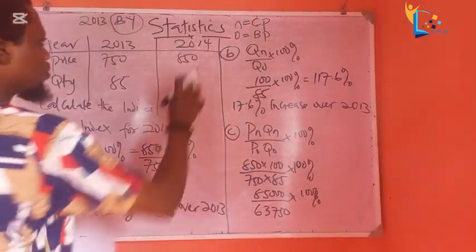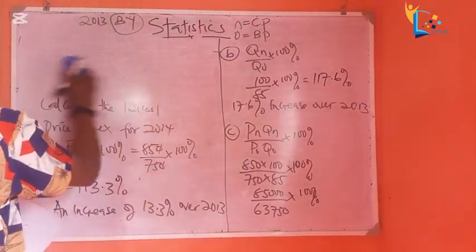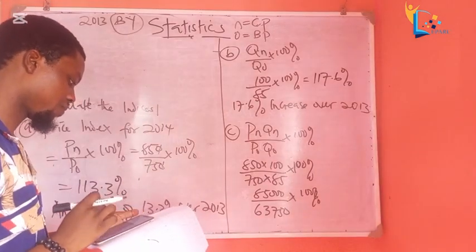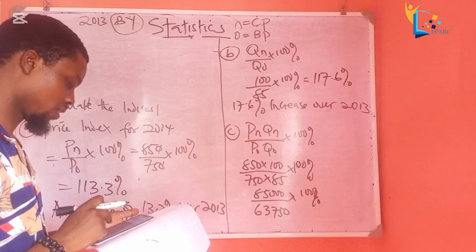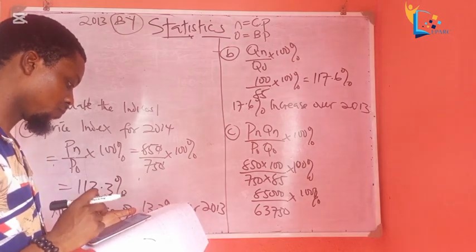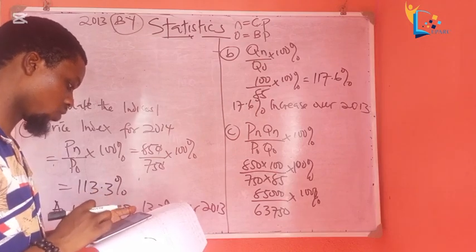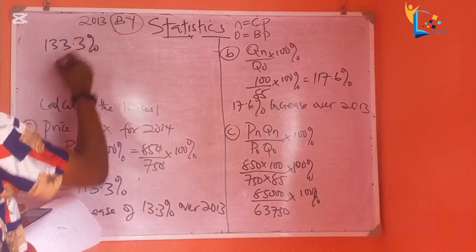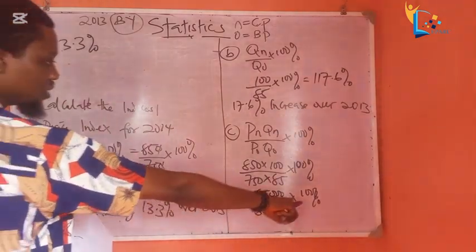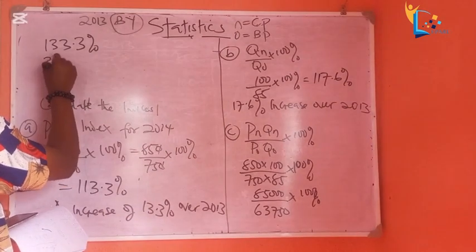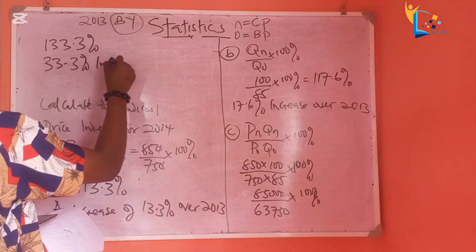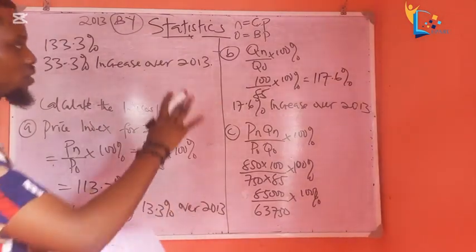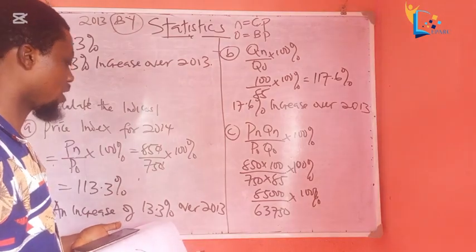Okay, let me wipe this off. Okay, so 85,000 divided by 63,750, equal to times 100. We have 133.3%. Okay, that's what we got. We divide this by this, then times it by 100. So we have 33.3% increase over 2013. Okay, guys, this is all about the unweighted aggregate method.